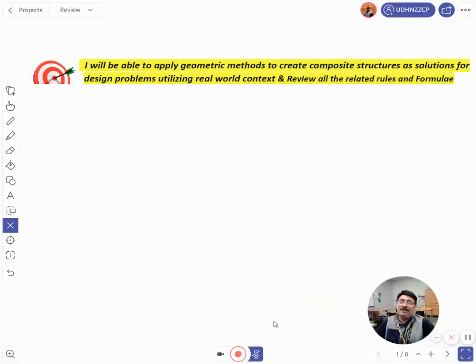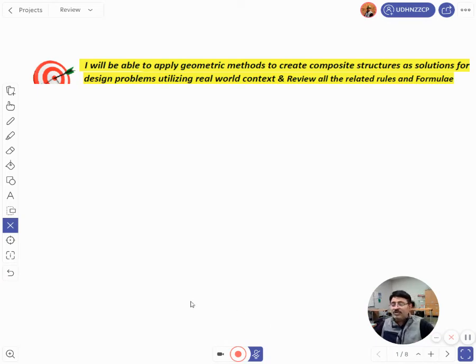Hi, in today's session, you'll be able to apply geometric methods to create composite structures as solutions for design problems utilizing real world context. And also, I'll be reviewing all the related rules and formulae.